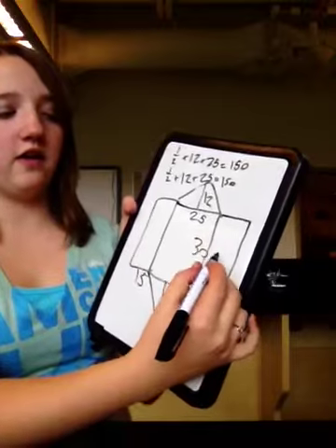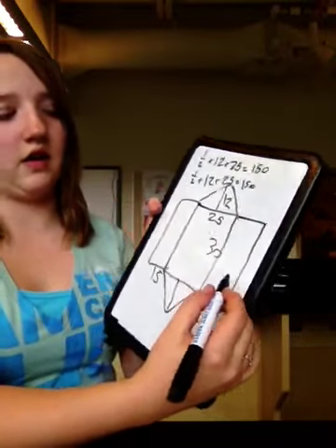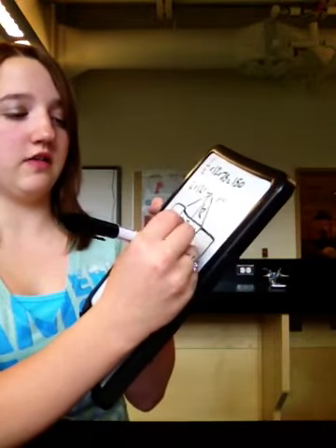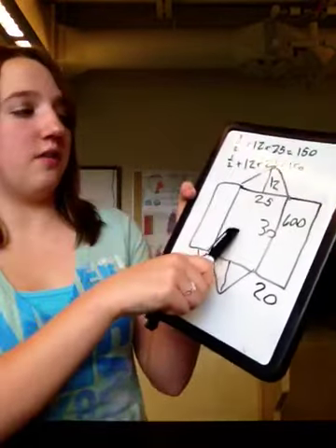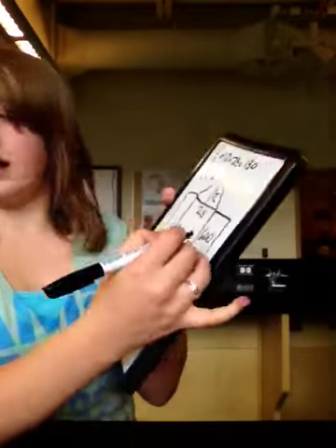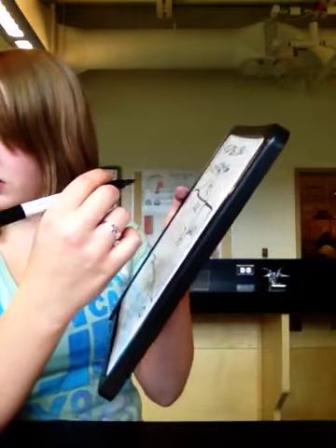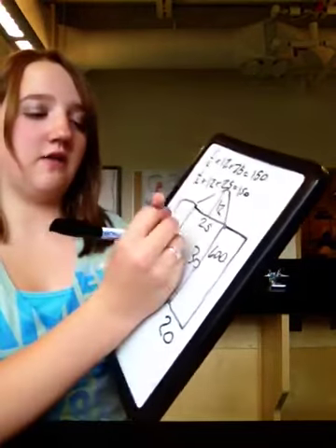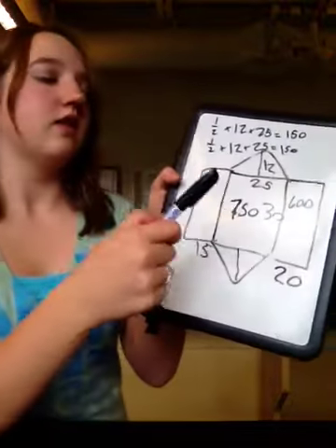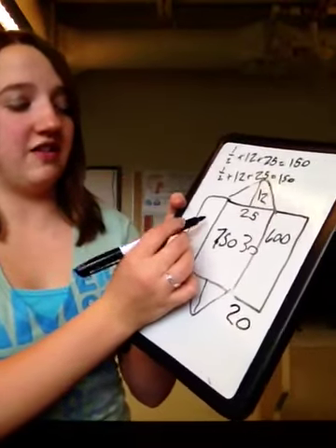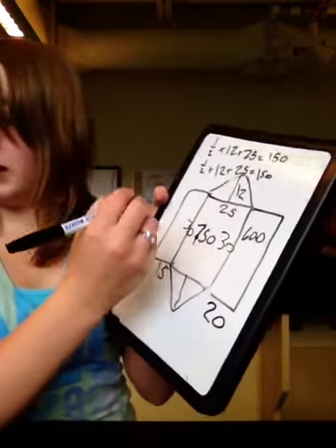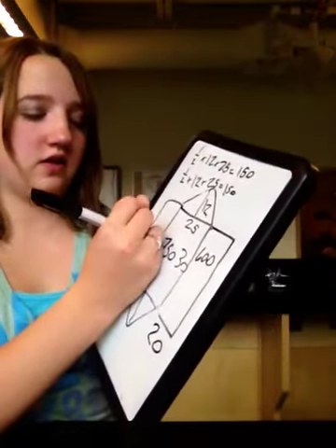So now we're going to find the area of this rectangle, which is 20 by 30. So you do 20 times 30, and that equals 600. So now for the middle one, you take 25 by 30, and that equals 750. Okay? And then we do this one, which is 30 by 15, and that equals 450.